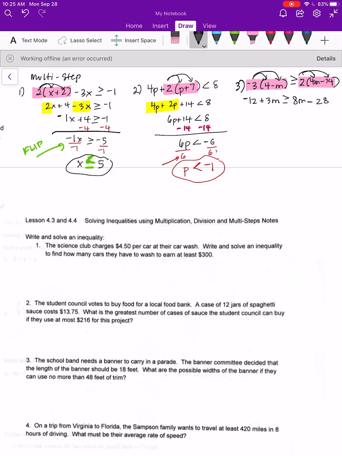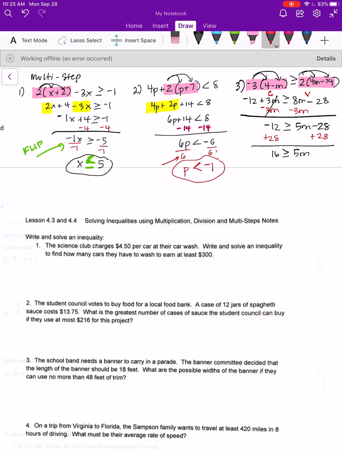So now this happens to be variables on both sides. Again, solve just the same. I'm going to make this my variable side, and I'm going to make this my constant side. So I'm going to subtract 3m from the other side to put my variables together. So those cancel, leaving -12 is greater than or equal to 5m minus 28. Add 28 to both sides, because now you're going to isolate the variable. So that gives you -12 plus 28, which would be 16, is greater than or equal to 5m.